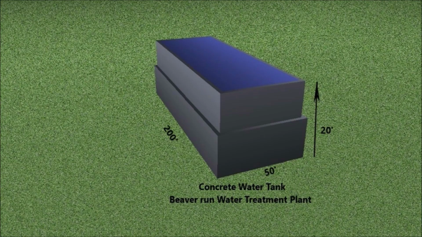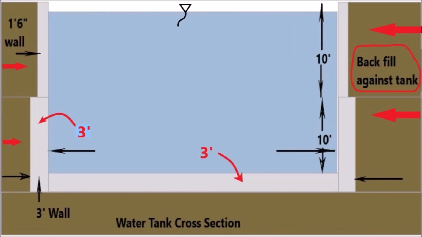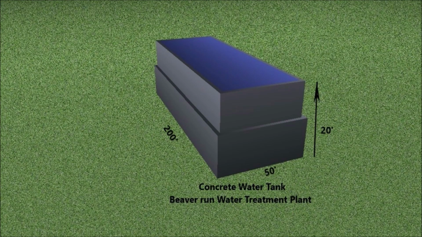And the design showed a 3-foot base with reinforcing steel and 3-foot sides, which tapered up to 1'6", as you see. The depth of the base and the thickness of the walls was to allow for the water tank to be built freestanding and then filled with water before the backfilling of the dirt around it.